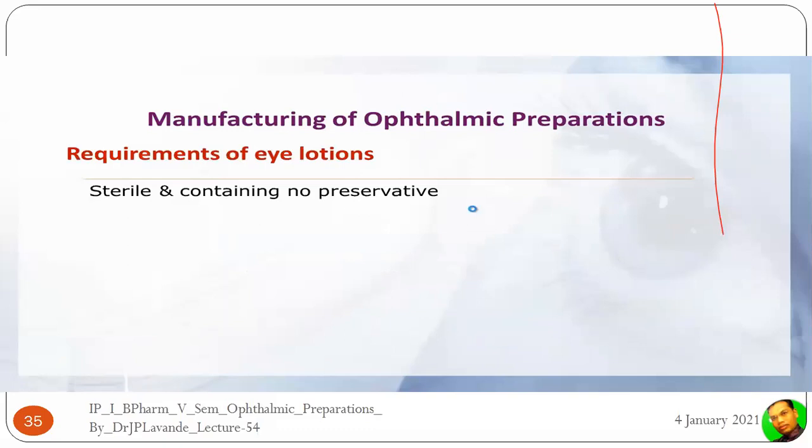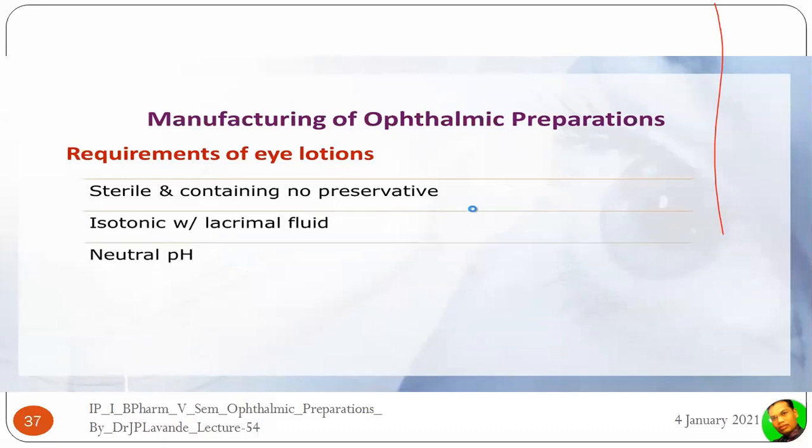Then the requirements of eye lotions: it should be sterile, containing no preservative, and free from microorganisms. Preservative should not be added because it is for single use. It should be isotonic with the lacrimal fluid; the ion concentration should match that of the lacrimal fluid. It should be neutral in pH so that there is no irritation. The volume is large, but not greater than 200 ml.